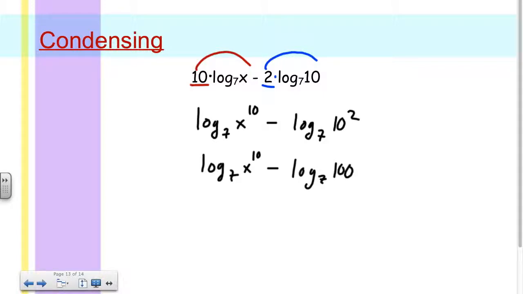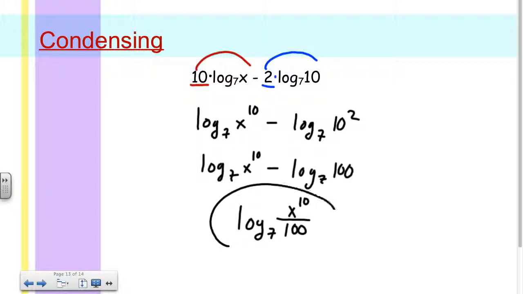The last property we have to put in play: we have subtraction. That should immediately tell us the opposite case of the quotient property. Instead of subtraction with like bases, we can simplify this into division. This all can be written as log base 7 of x to the 10th all over 100. That is us condensing what we initially had as 10 times the quantity log base 7 of x minus 2 times the quantity log base 7 of 10. This all can be simplified to log base 7 of x to the 10th over 100.